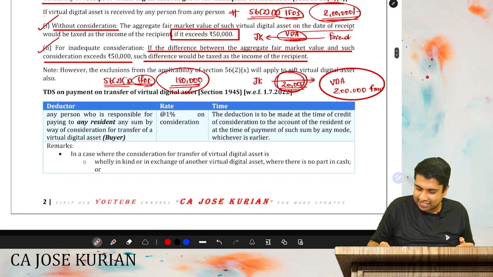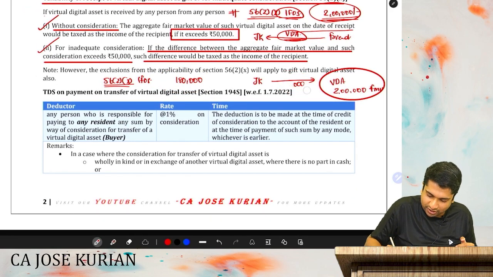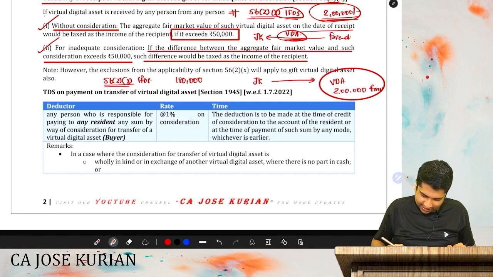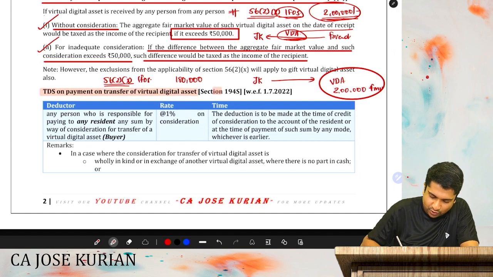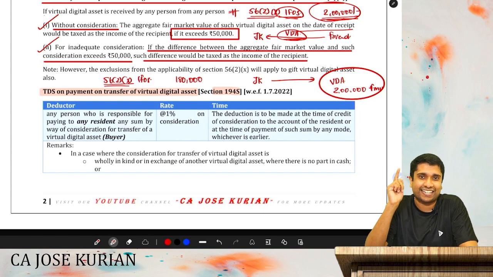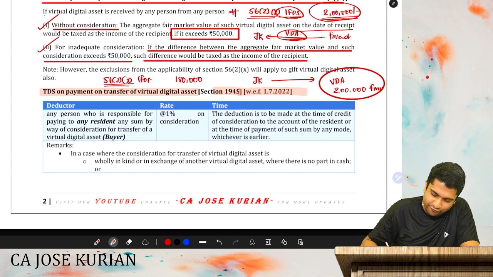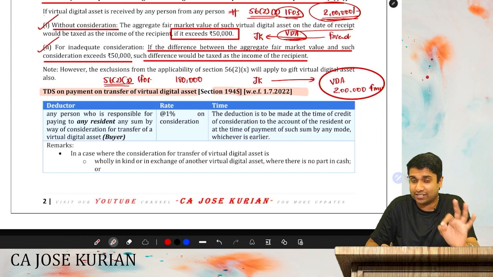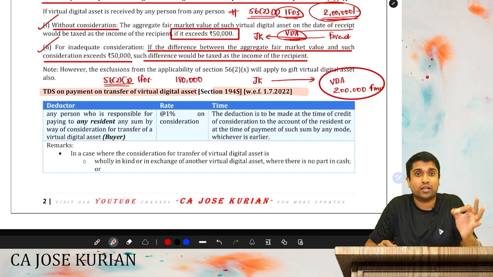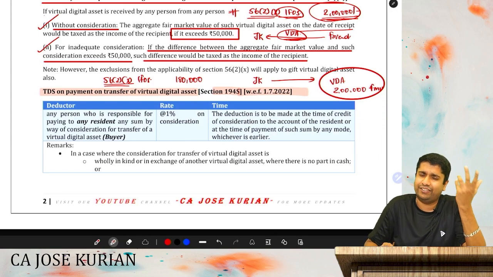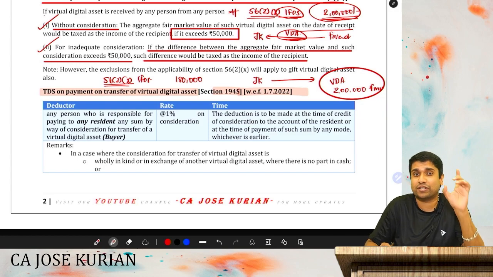Now, let's understand the impact of TDS on this virtual digital asset. So friends, listen, TDS on payment on transfer of virtual digital assets is mentioned under section 194S of the Income Tax Act 1961. This is with effect from 1st July 2022 onwards. So this TDS provision is inserted in income tax from 1st July 2022. What about VDA? The VDA concept is there from 1st April 2022. This TDS provision has been inserted from 1st July 2022 onwards.